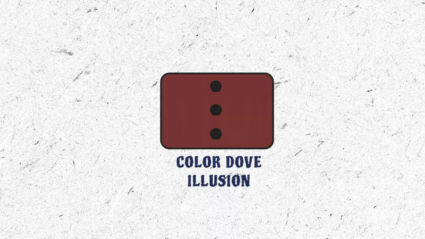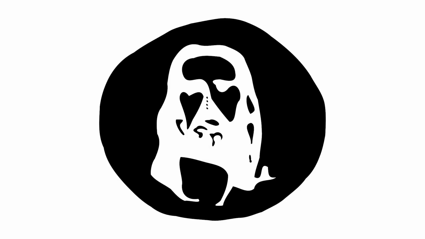Color dove illusion. Stare at the 4 dots in the center of this image. This illusion uses the same mechanism as the afterimage effect, but creates recognizable shapes like faces. You should be seeing a picture of Jesus right now.